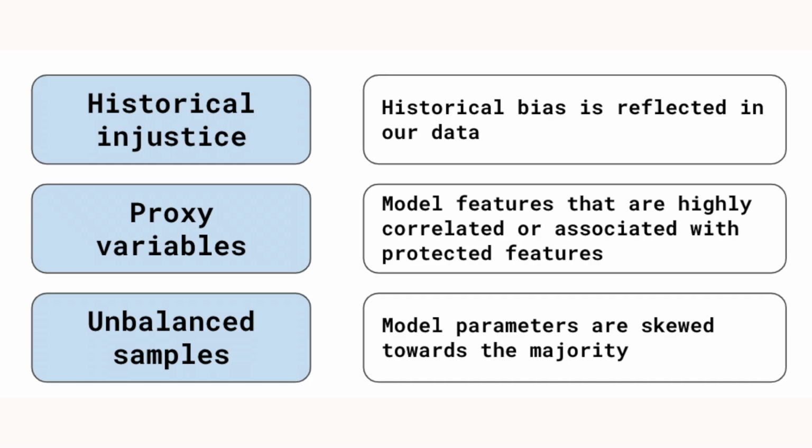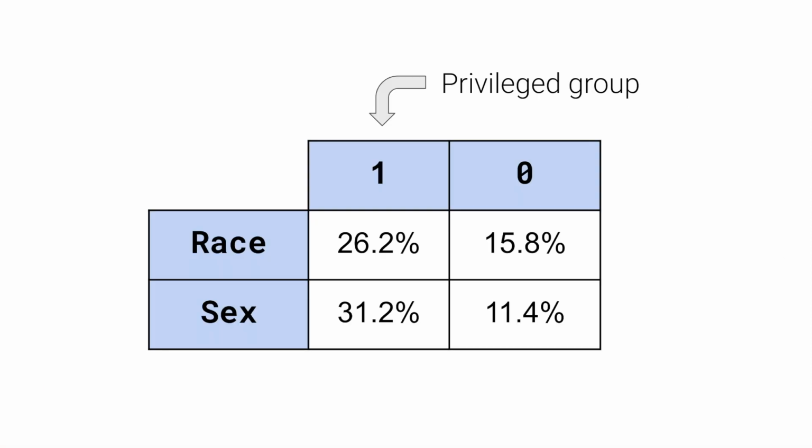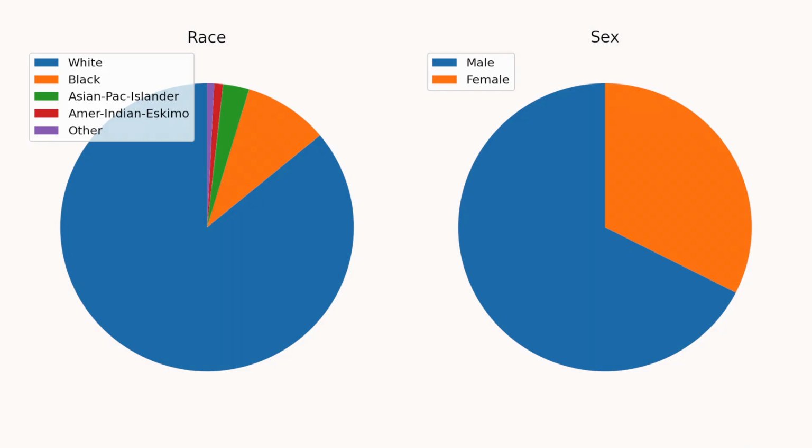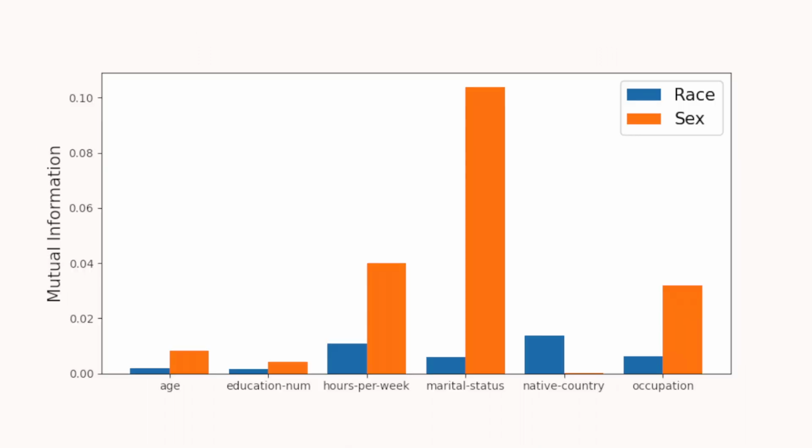In a previous video, we looked at different sources of bias in data that could lead to an unfair model. These were historical injustice, proxy variables, and unbalanced samples. In this video, we're going to walk through an exploratory fairness analysis that attempts to quantify these sources of bias. I want to get the idea across that assessing fairness does not start when you have your final model. It should also be part of your exploratory analysis.